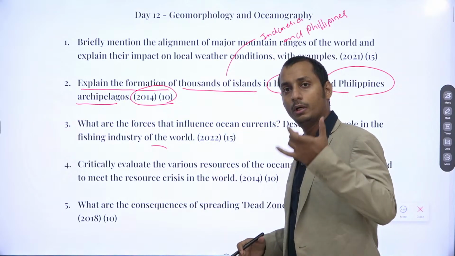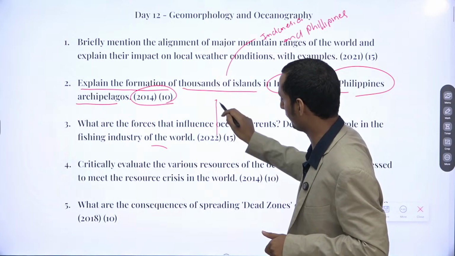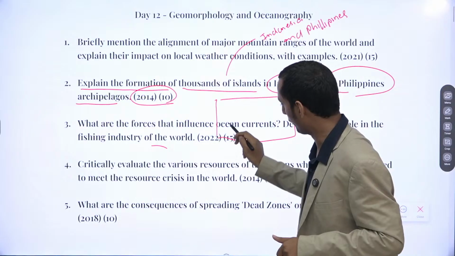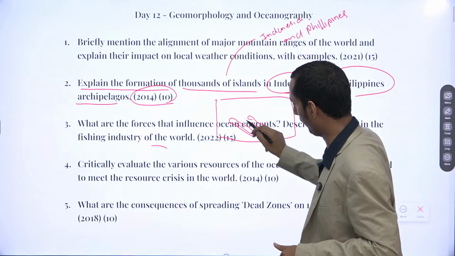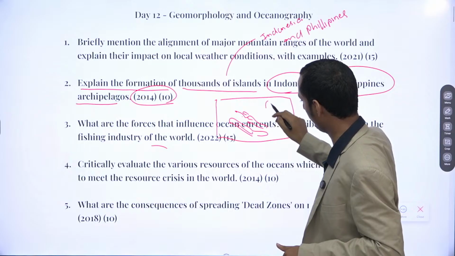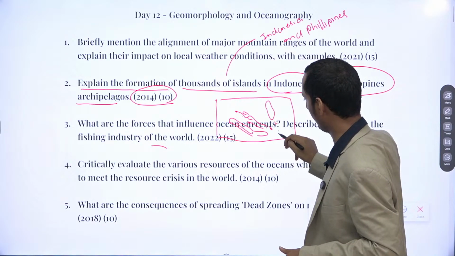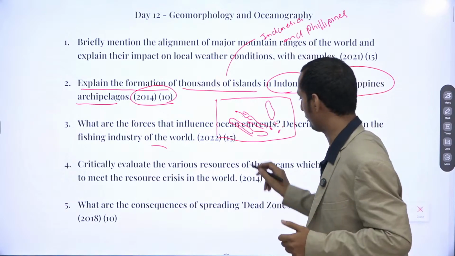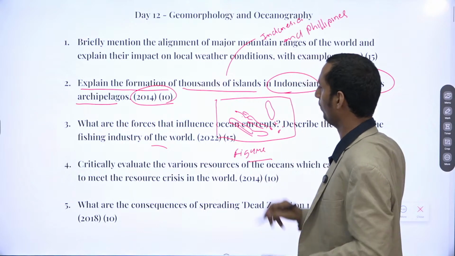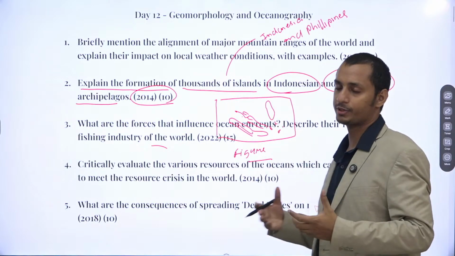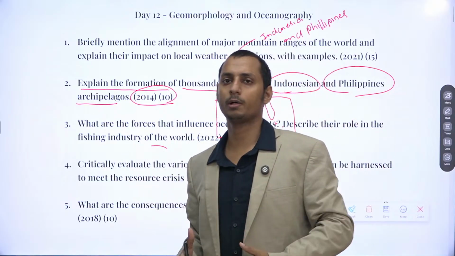Then what do you need to do? You should draw a map regarding the same. Draw a map regarding Southeast Asia, Borneo, Brunei, Malaysia, and also Indonesia and the different islands which are there. So you draw the figure regarding the different islands. Then explain the formation. So formation would be the only body part here.